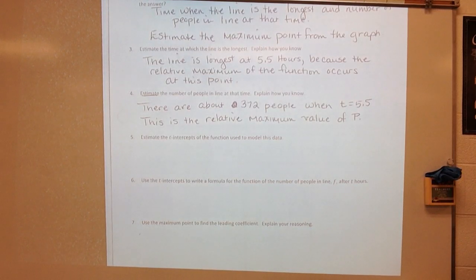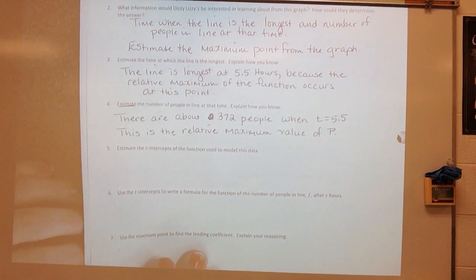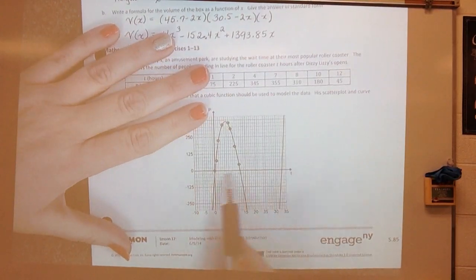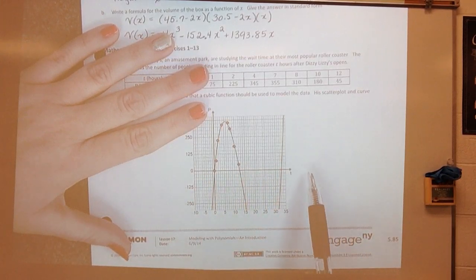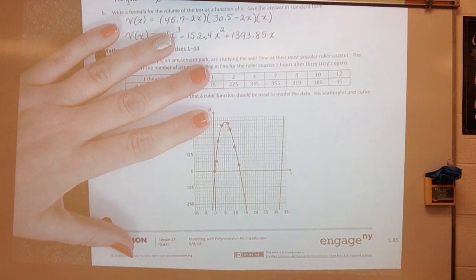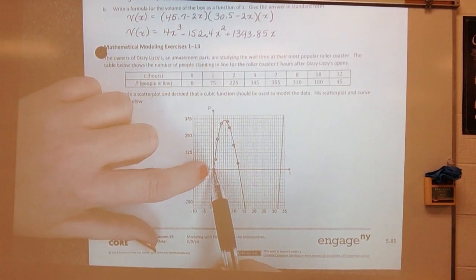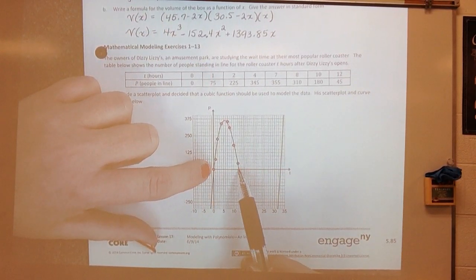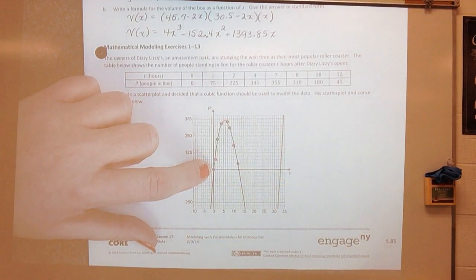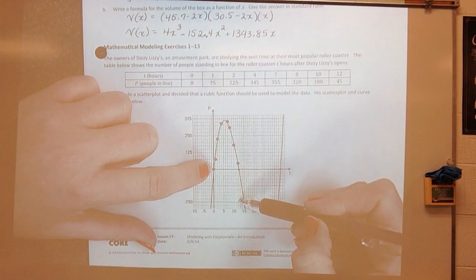Alright, number 5. Estimate the t-intercept of the function used to model this data. Alright, now notice it didn't say x, because they don't have this labeled as our x-axis. Even though it is, they have it labeled as t. So when it says estimate the t-intercept, we know it's going to intercept at 0. Then it's going to intercept over here. Alright, so that's about what? 12.5.